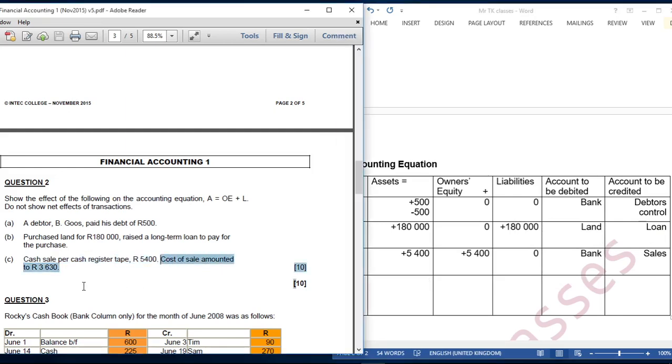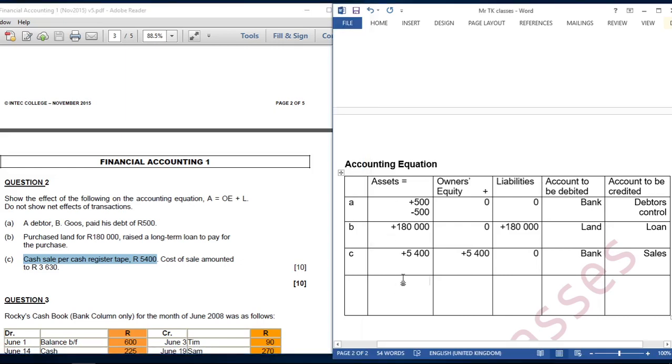Cost of sales amounted to 3,630. What you have to know about cost of sales is that these goods that we have sold, we bought them at a certain amount. Initially when we bought these goods, we debited the trading stock account because we are receiving stock, we have our assets now, we have received the stock.